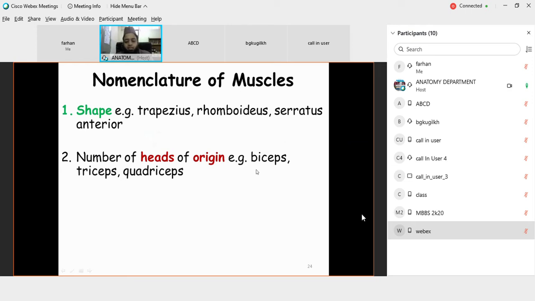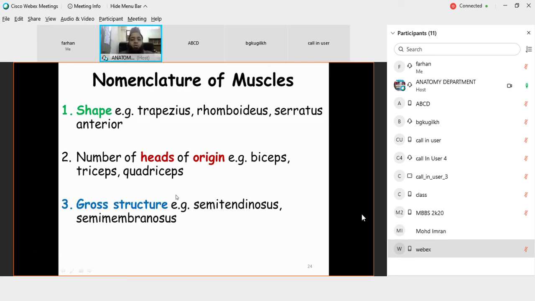Depending on that, biceps is having 2 heads of origin, triceps is having 3 heads of origin, and the quadriceps is there in the lower limb, it is having 4 heads of origin. So 4 heads join to form a belly, and then it's getting attached to a single point. Anyhow, moving on, gross structure.